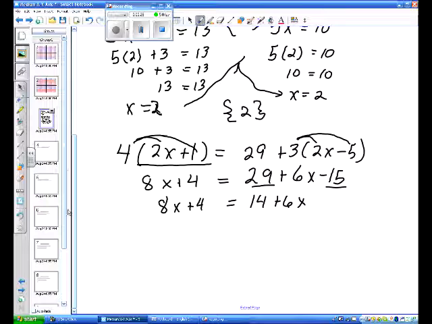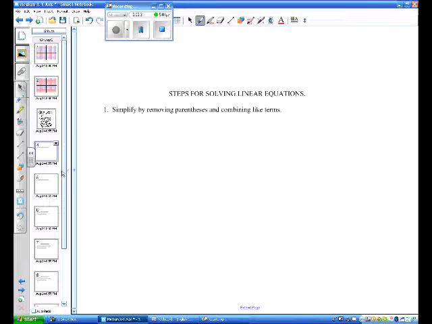So as we begin solving our equation, the first step that we need to go through is to simplify it by removing the parentheses and combining like terms. Now, if you remember, like terms are terms that have the same variables to the same power. And so we can go through and combine those. It could also be that we would just be combining numbers like we did on that step. So we begin by simplifying: removing the parentheses and combining like terms.